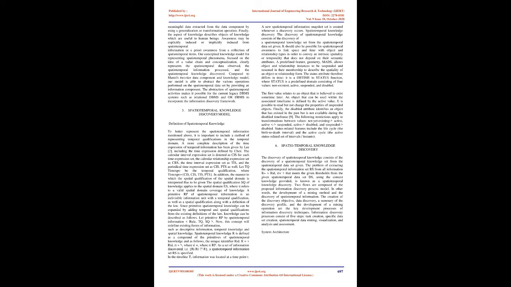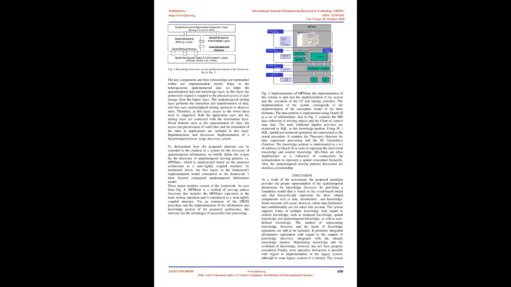Since primitive spatio-temporal knowledge can be expanded by adding temporal and spatial qualifications from the existing definitions of the law, knowledge can be described as follows. Let primitive RP be spatio-temporal information rule, TQ, SQ. Now, this concept will redefine existing forms of information, such as descriptive information, temporal knowledge, and spatial knowledge.